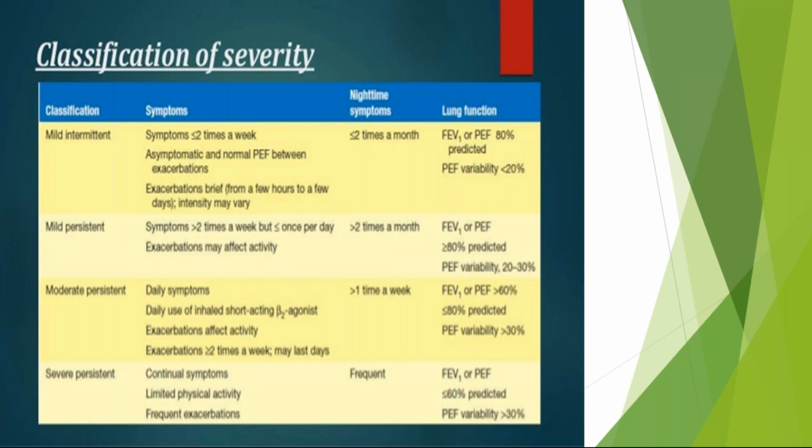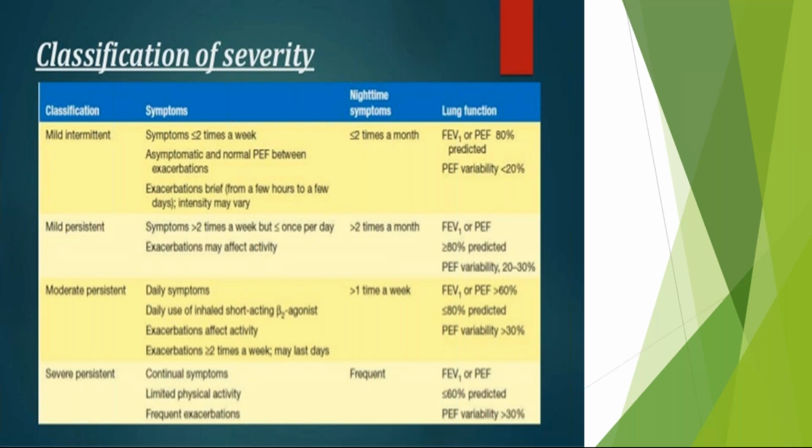And lung function, based on spirometry assessment of forced expiratory volume and peak expiratory flow rate, we will categorize the severity based on lung functions. For patients with mild intermittent, the lung functions FEV1 or peak expiratory flow rate will be less than 80% predicted.